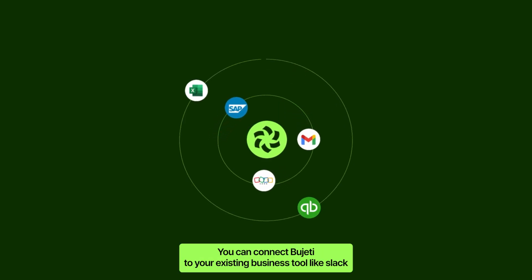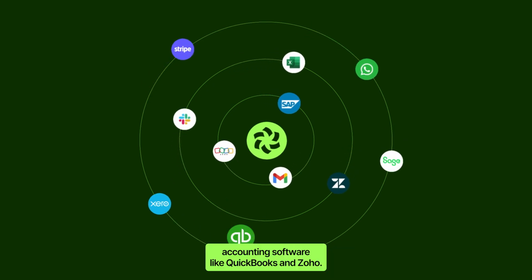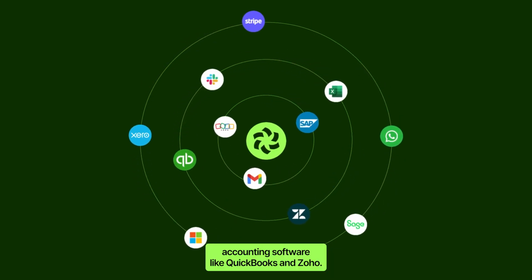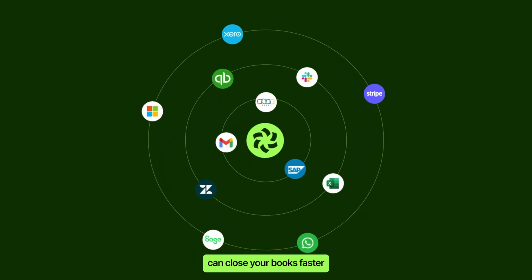You can connect Bujeti to your existing business tools like Slack, and accounting software like QuickBooks and Zoho Books, and automate your accounting so your finance team can close your books faster.